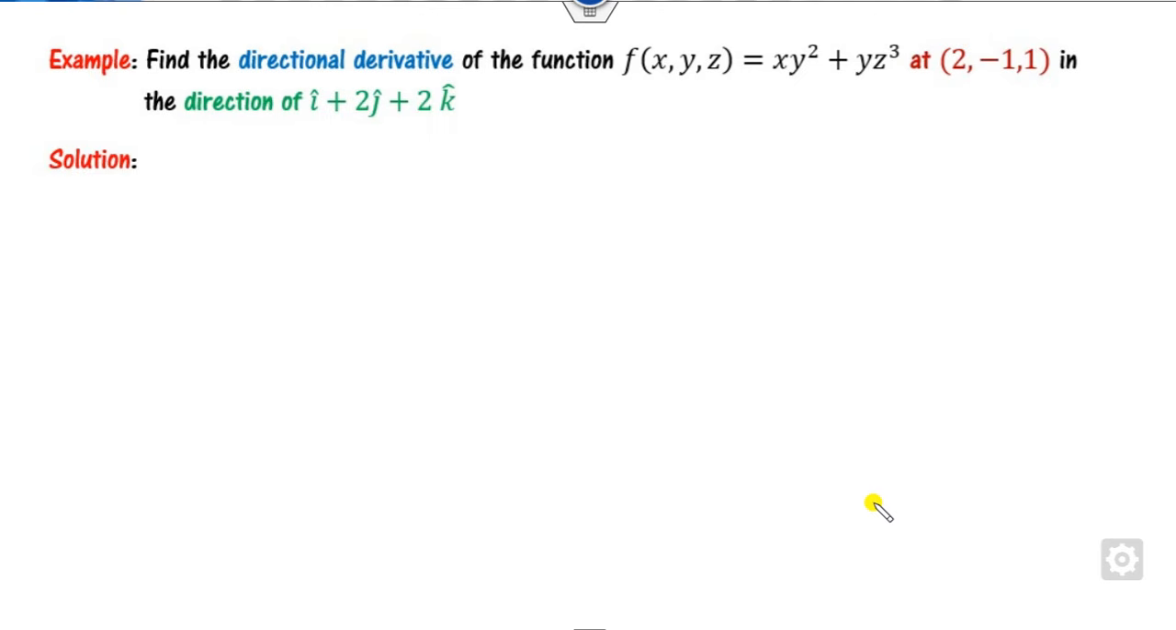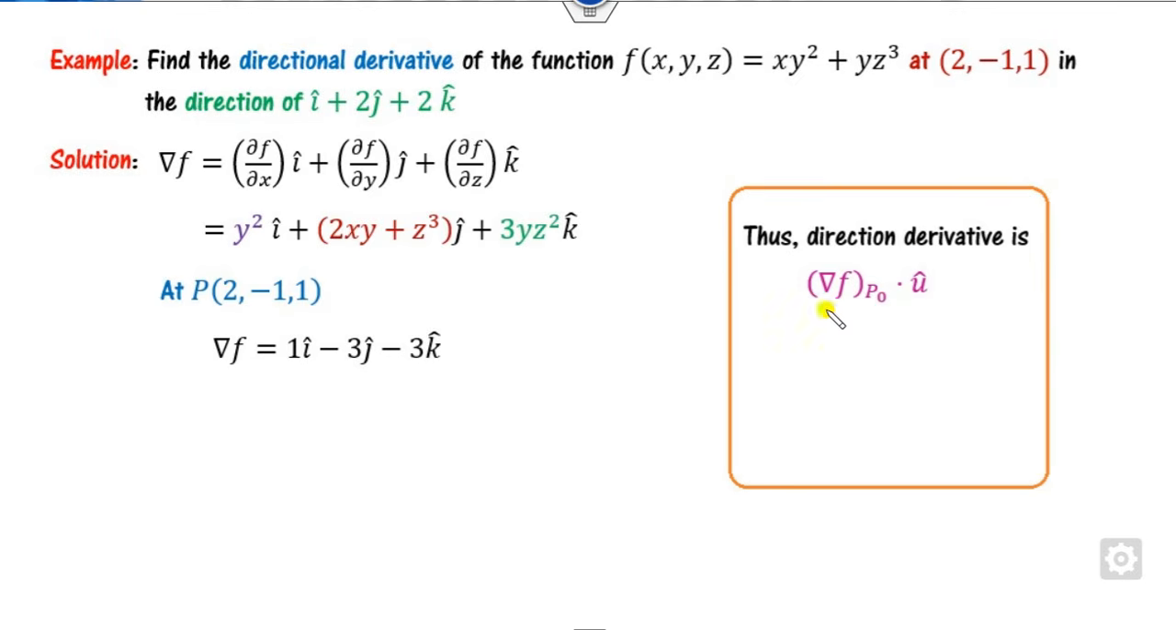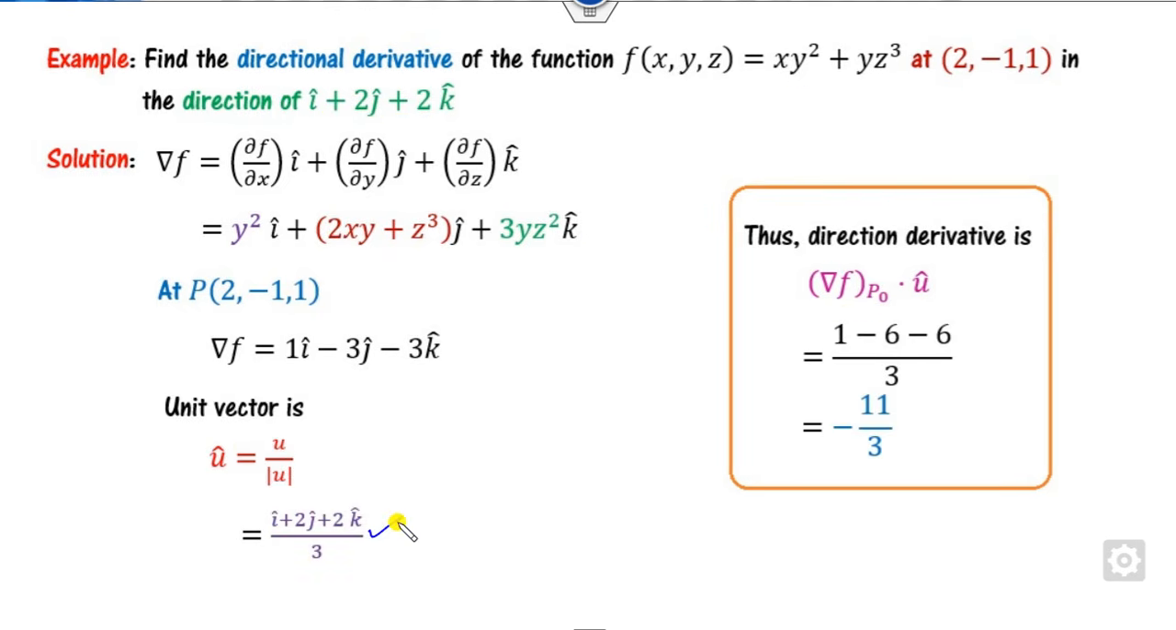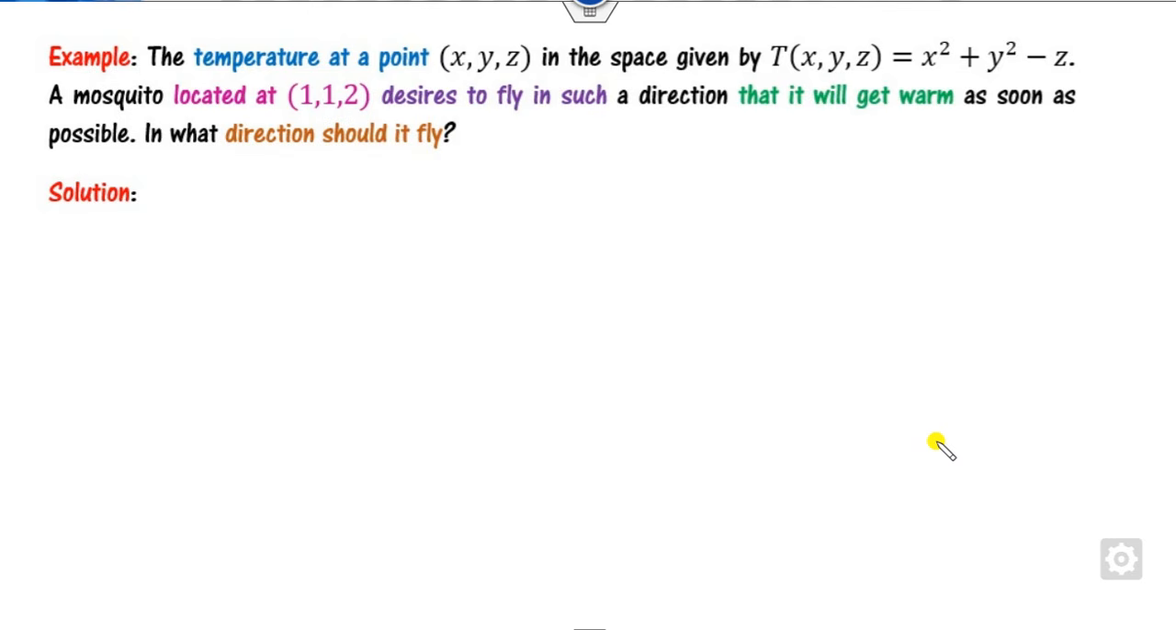Okay, this you can do easily. They are talking about the directional derivative. So that means they are talking about this. You can find the gradient from here at the point 2, minus 1, 1. The direction is given to you, so you can find the u cap from this value. That comes to be here. Take the dot product. You will get this as minus 11 by 3. Okay, look at the last example.